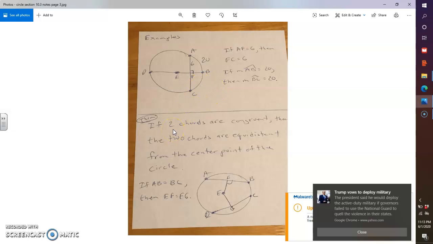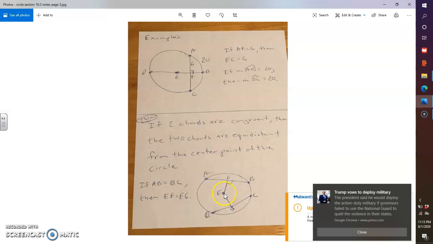The last theorem states if two chords are congruent, then the two chords are equidistant from the center point of the circle. The reason why we have right angles here, and we should have a right angle there as well, is anytime I want to measure a distance from a point to a chord, the line that connects that point to the line segment has to hit that line segment at a right angle. Whenever we're dealing with distance from a point to a line segment, we always have to take the shortest possible distance, which always means it forms a right angle.